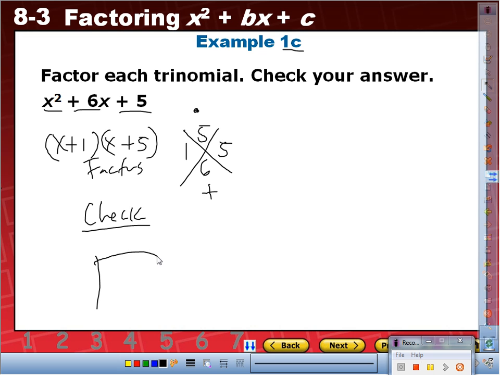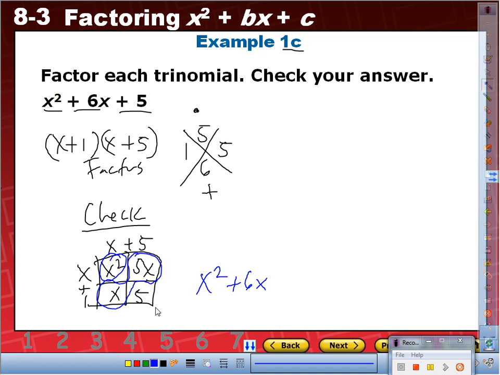We got x plus 1, x plus 5. X squared plus 5x, 1x, and 5. So let's see. X squared, combine like terms, that's 6x. Then at the end, 5. And that is the same as this. That is correct.